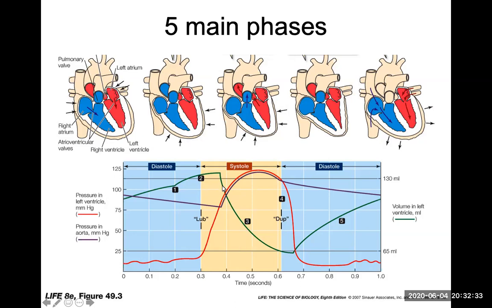The graph on the bottom shows the pressure in the left ventricle, the pressure in the aorta, and the volume in the left ventricle, shown in green, throughout one single heartbeat. And we see demarcations between heart sounds, between the lub and dub sound. The lub is the first heart sound, and the lub sound is what a doctor listens for with a stethoscope.